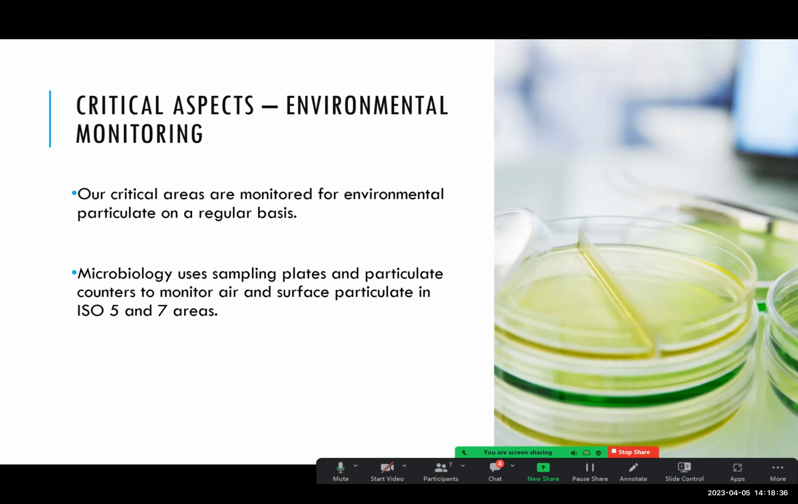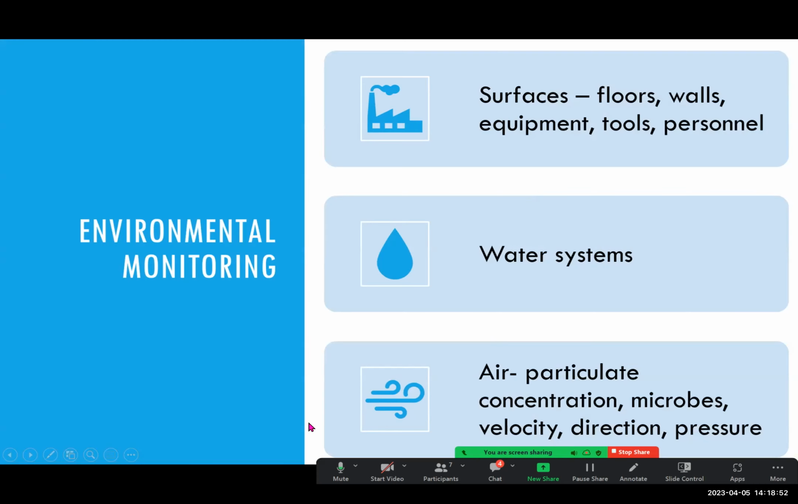If it's a mold that is not known to normally be on personnel, then we would need to do a little more investigation to find out where this mold is coming from. So that helps us, as well as monitoring the air. As part of our environmental monitoring, we check the floors, the walls, equipment, personnel. They take water samples, and then we also test the air for particulate concentration.